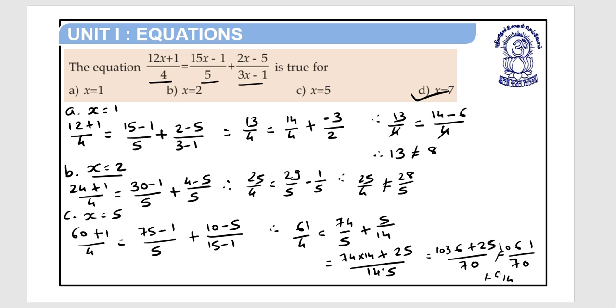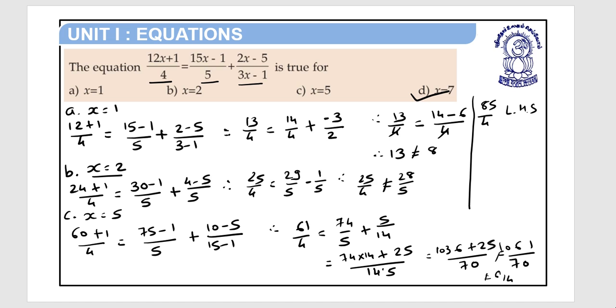So answer is D. X is equal to 7. Answer is D. 7, 12 into 7, 84 plus 1, 85 by 4. 85 by 4, LHS.